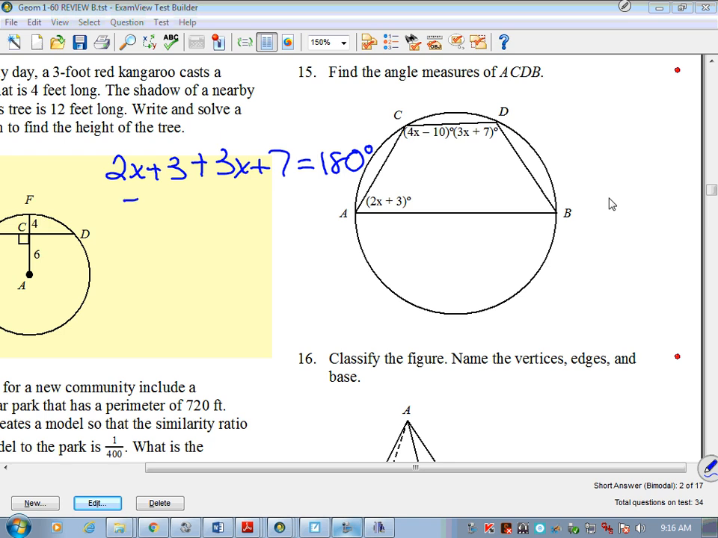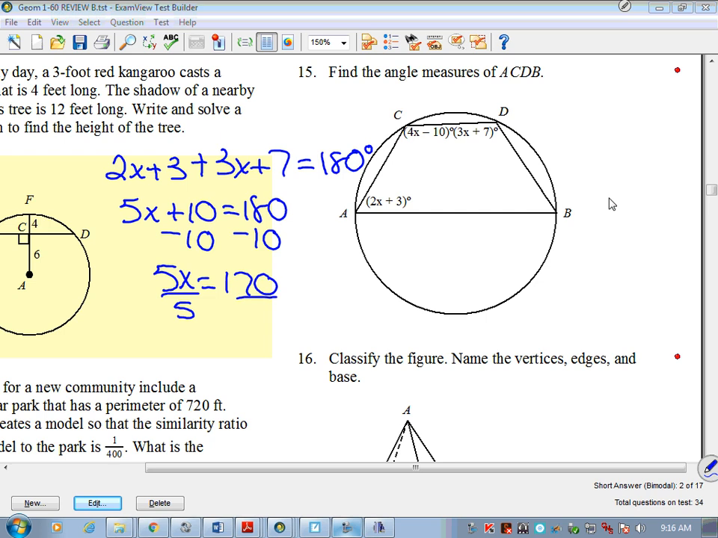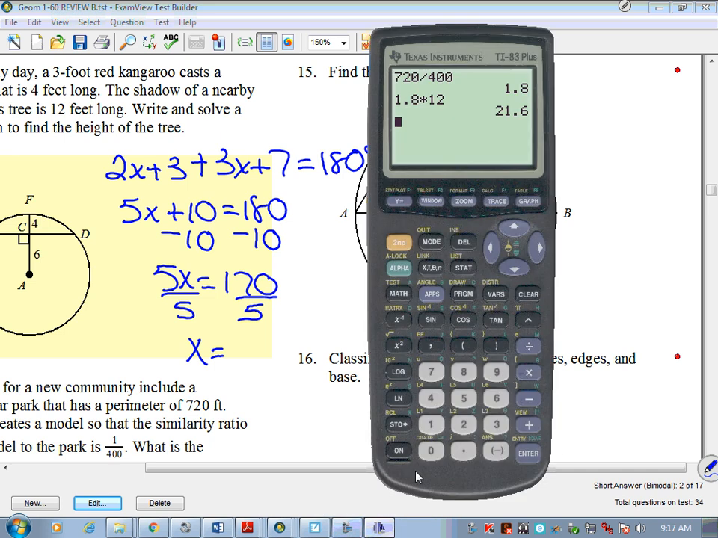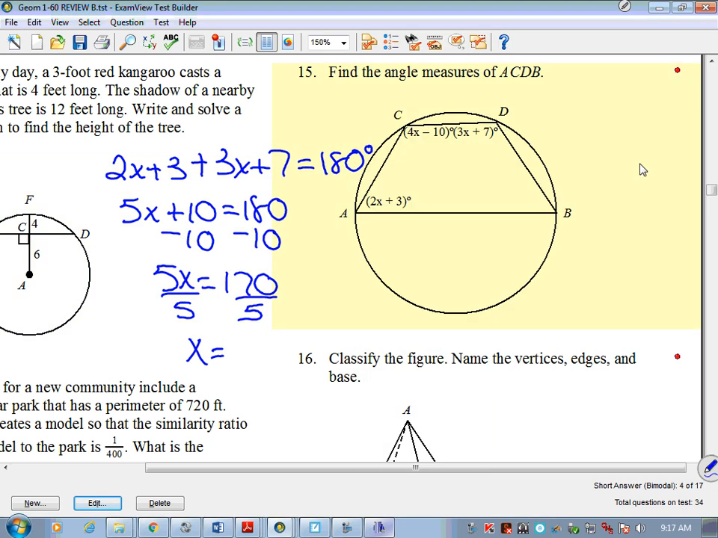Then I can combine like terms. So I've got 5x plus 10 equals 180. Subtract 10, so I get 5x equals 170. Divide by 5. And this is just solving for x. It's not getting me my answer, but it's going to get me a lot closer to it. So we're going to take 170 divided by 5 and get x equals 34. And once I have that, now I can throw that back in.